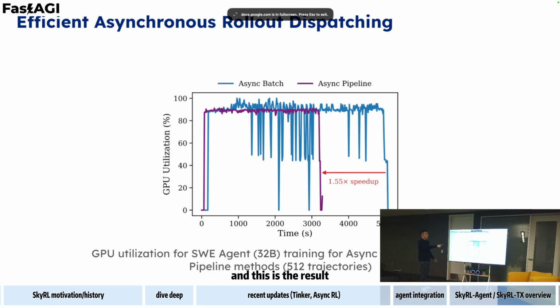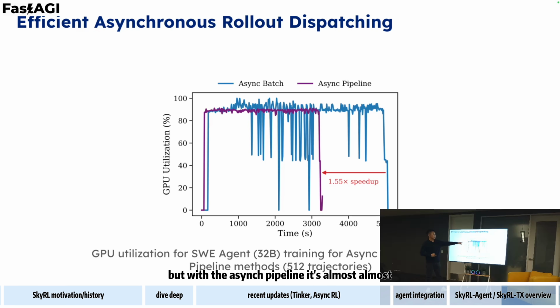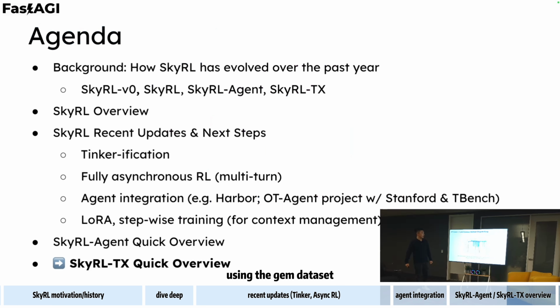And this is the result. Blue is the async batch, and the y-axis is GPU utilization. As you can see, the blue one has a lot of dips in GPU utilization. But with the async pipeline, it's almost always pretty high. And the time it takes for the end-to-end job is 1.55 times faster. This is with the software engineering agent training using the R2E-Gym dataset.